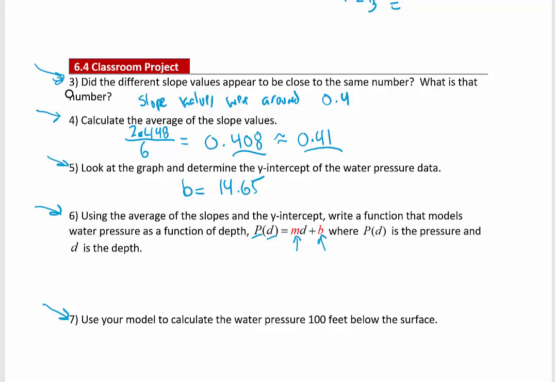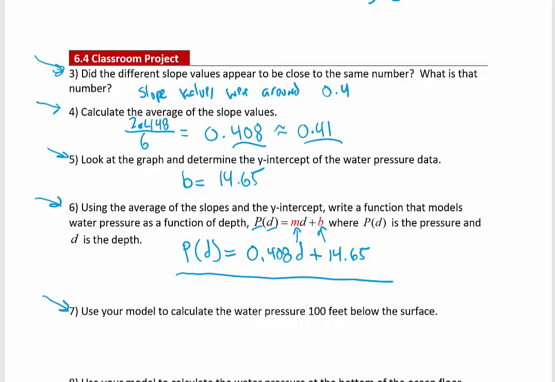Okay. So pressure as a function of depth. The pressure of the water in terms of the depth is going to be our slope, which we said was either 0.408 or 0.41. Either one you want to use, it doesn't matter. I'll be more accurate and use 0.408 times the depth plus the y-intercept there, which is 14.65. So this gives us now what we call a mathematical model. This mathematical model will tell us the pressure of the water at a certain depth.